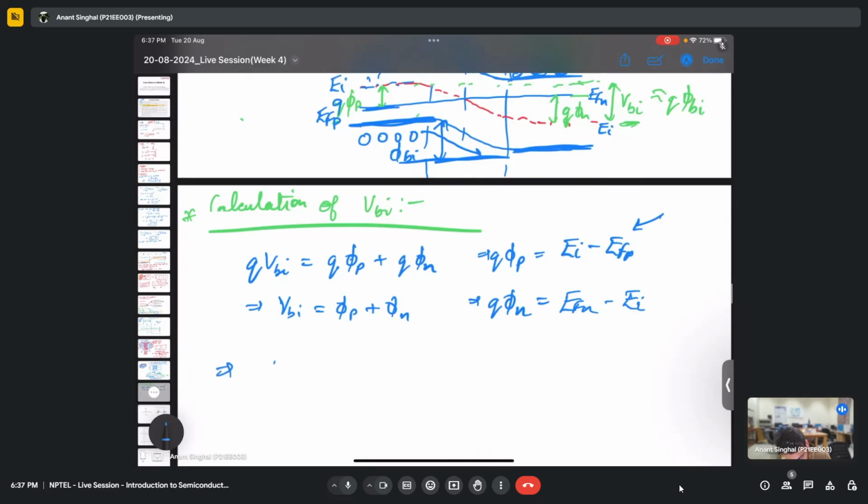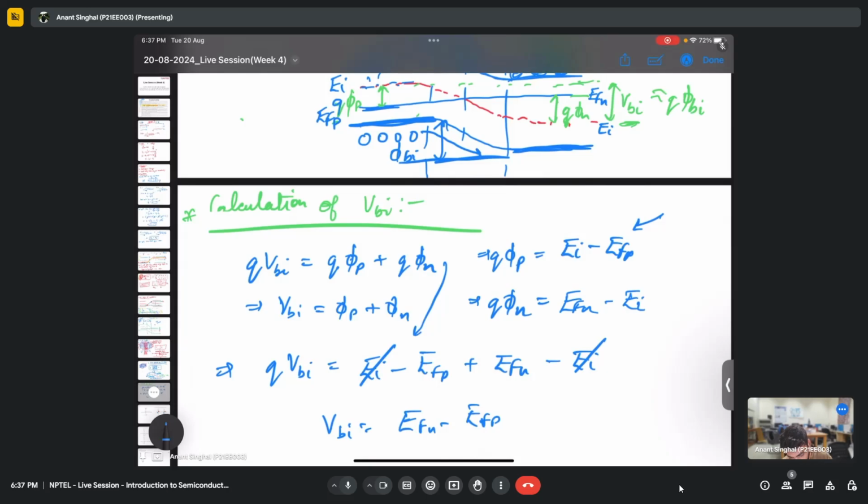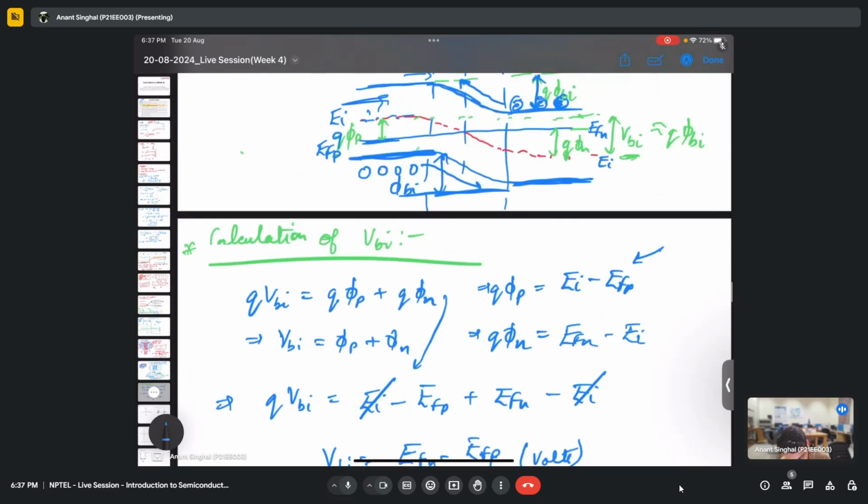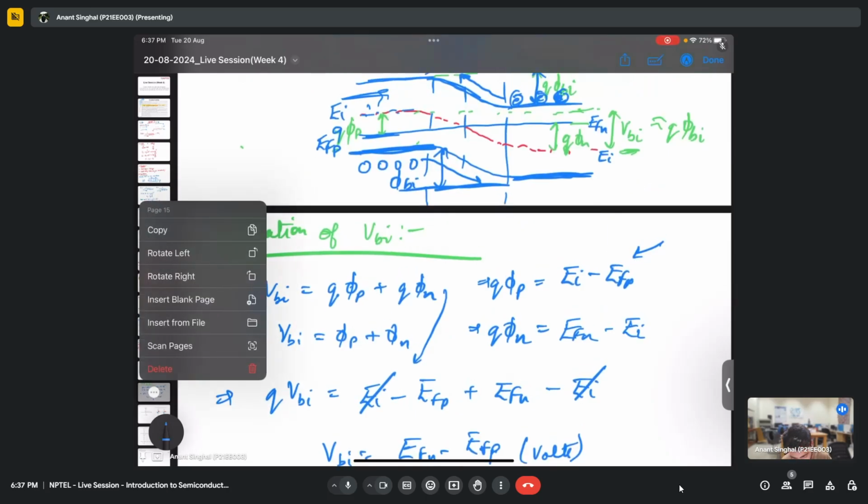So now what I can write is qVbi, we already know from this equation, is qφp plus qφn. I'm just writing both the terms, plus Efn minus Ei. So this Ei will get cancelled. So this Vbi will be nothing but (Efn minus Efp) over q volts, right? So now we'll do the general basic analysis what we do for the P side.